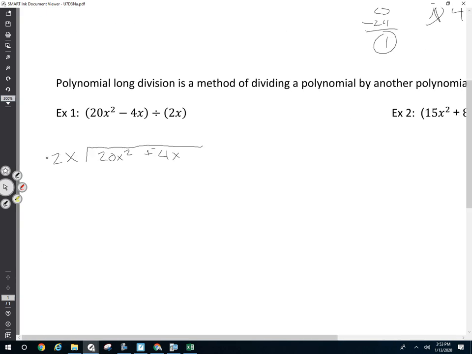We first start by writing it out using long division. But then the process is the same. We try to figure out how many times does 2x go into 20x squared. Please discuss that with your neighbors. How many times does 2x go into 20x squared?